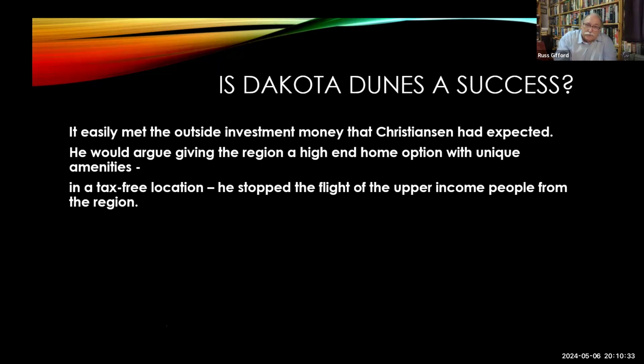So again, in giving that region the high end home option with unique amenities and a tax free location, he did stop that flight of the upper income people from the region, didn't he? At least for the time being.